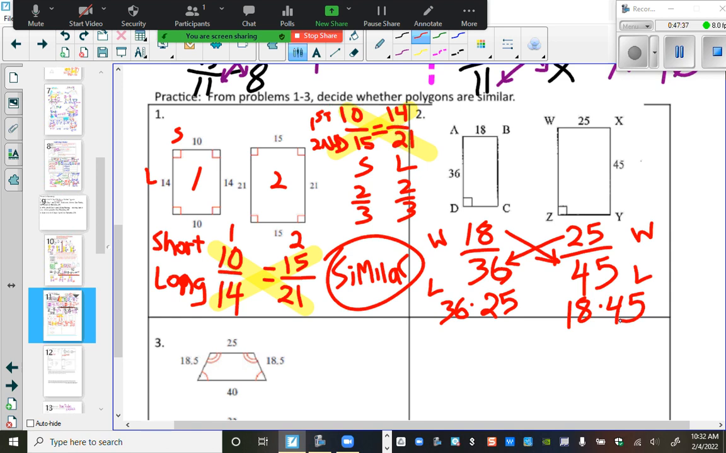All right. Did we get the same two numbers? What did you get, Alex? 18 times 45, I got 810. 810, okay. And then for 36 times 25, I got 900. Equal or not equal? No. So are these two similar or not similar? Not similar. No way.